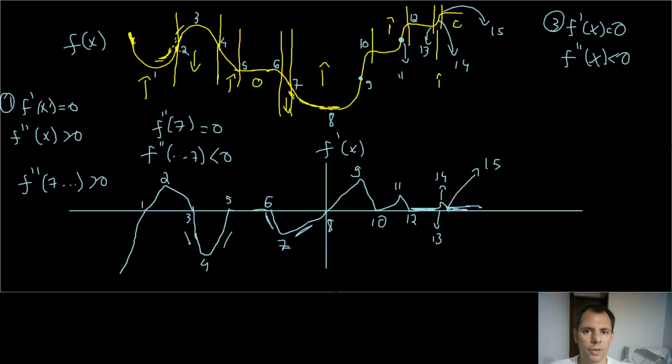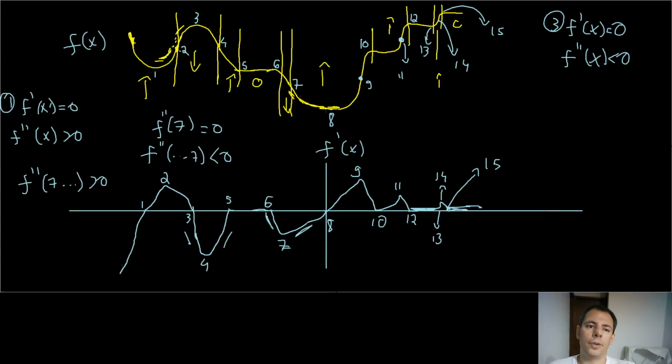So when the first derivative is 0 and the second derivative is negative, you got a maximum. When the first derivative is 0 and the second derivative is positive, you got a minimum. When the first and second derivatives are 0, you got to go back to the first derivative test.